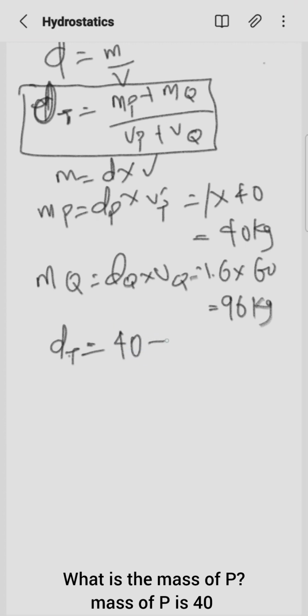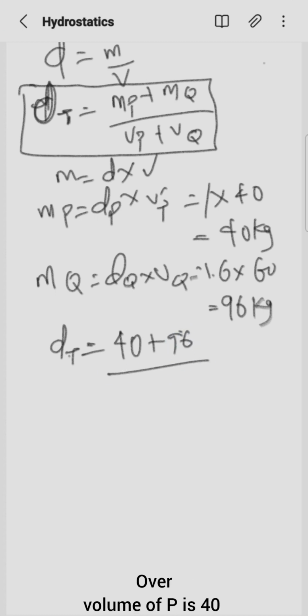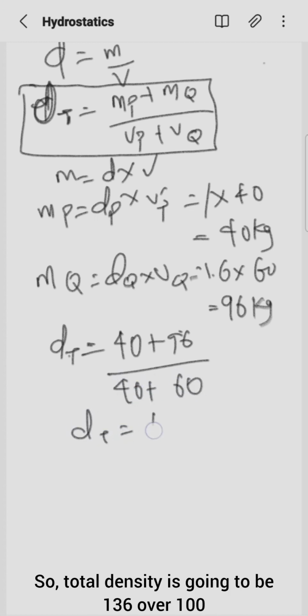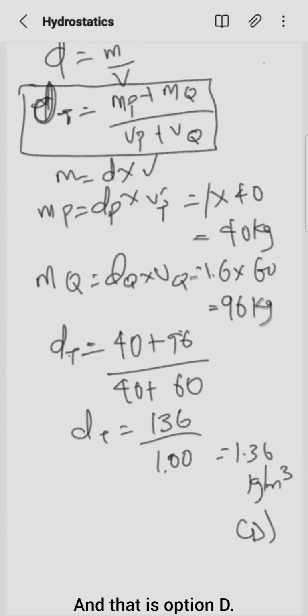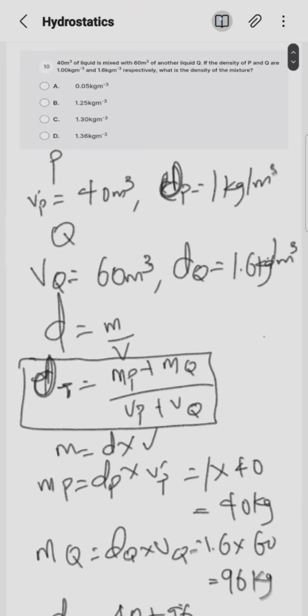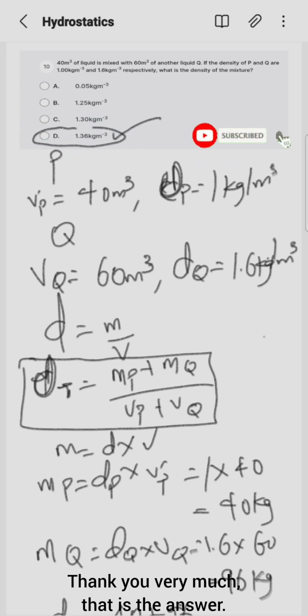We can now have the total density. Mass of P is 40, mass of Q is 96, over volume of P which is 40 and volume of Q which is 60. So total density is going to be 136 over 100. This is going to give me 1.36 kilogram per meter cube, and that is option D. So option D is the correct answer. Thank you very much. That is the answer.